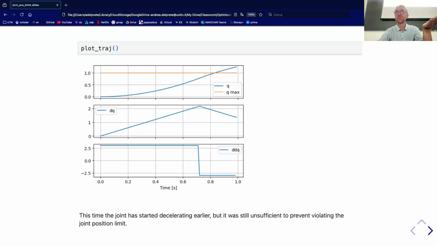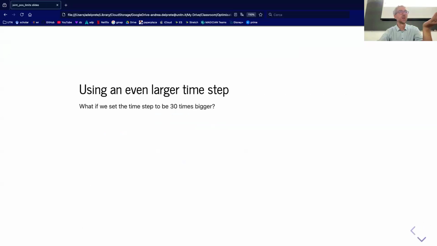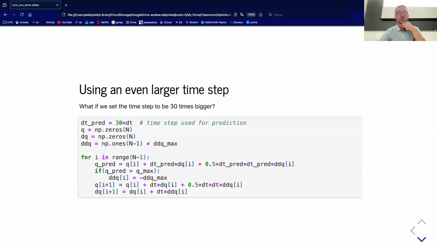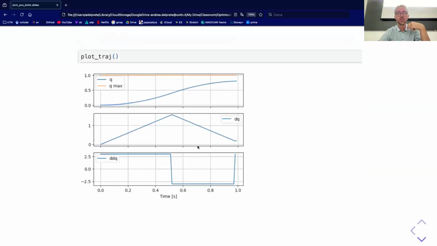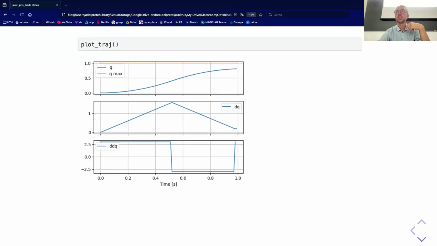So we can keep trying. What about 30 time steps? Yeah, we can try it. Well, the code is the same. We just increase the prediction window to 30. And in this case, it works. And we can see that it starts braking around 0.5. And indeed, in this case, we are fine. So the robot stops before hitting the joint position limit.